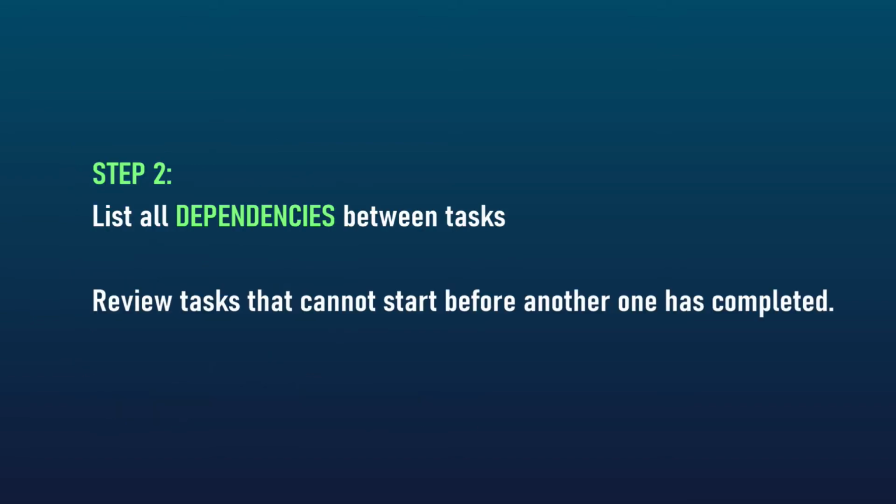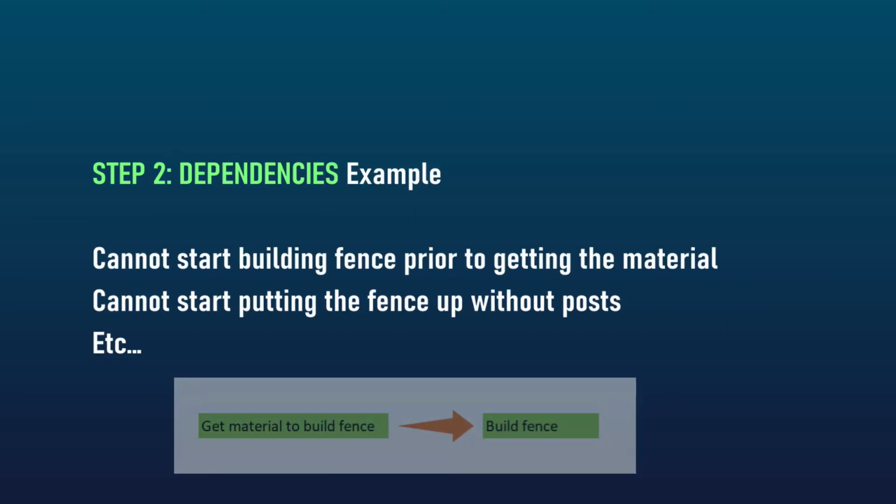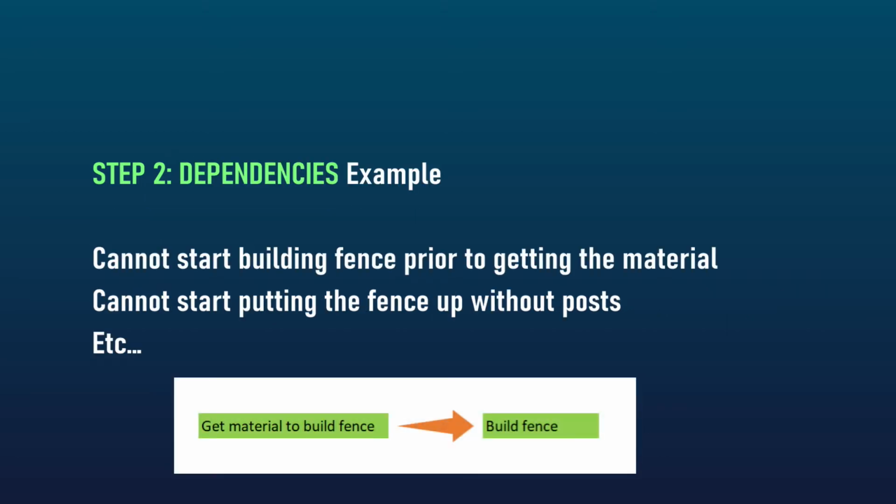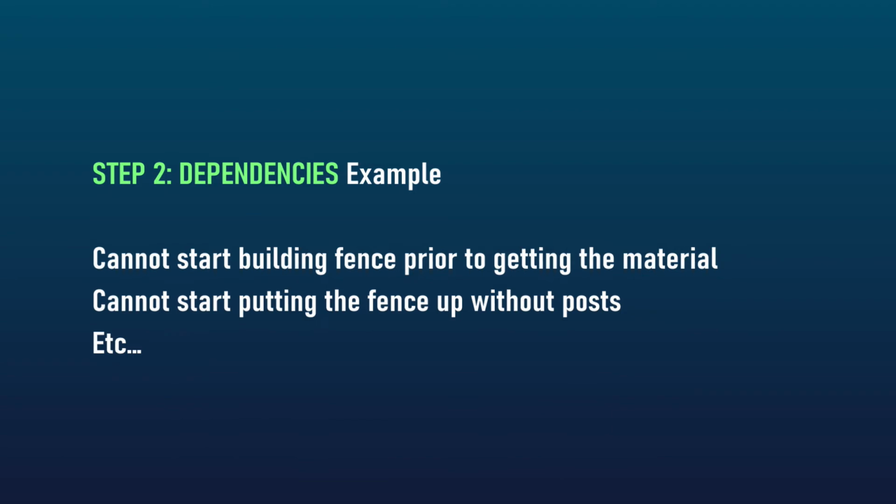Step 2, we list the dependencies between the tasks. We review the tasks that cannot start before another one has completed. So, for instance, we cannot start building the fence prior to getting the material. We cannot put the fence up without the posts. So we list all the dependencies between the tasks like this.